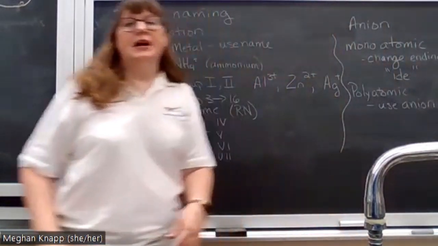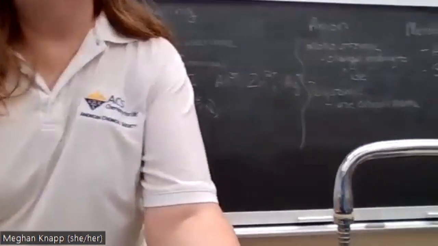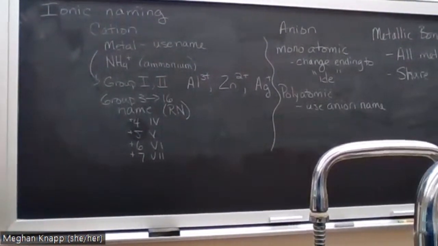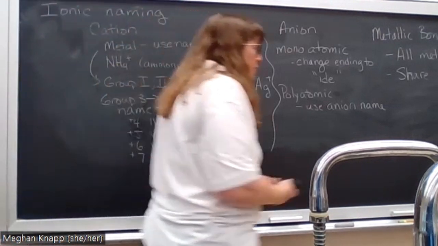Then for polyatomic, we're just going to use the name of the anion. And so this is why I ask you to memorize the things that are on the sheet, because you're going to see NO3 in a lot of compounds in class and in lab. And so you need to know that that's nitrate. You're going to see SO4. You're going to see OH. And so we're going to name those according to those rules.